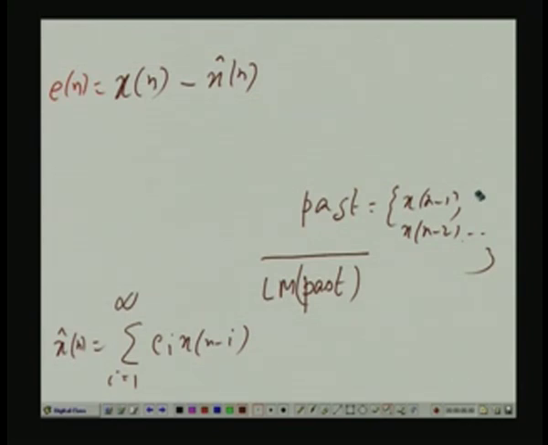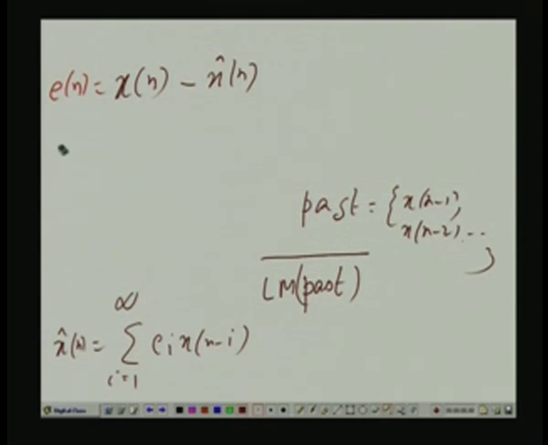This error is E n. Remember, this is orthogonal, that is uncorrelated to, orthogonal to the entire past. So, it is uncorrelated, that is its inner product or dot product with x n minus 1 or x n minus 2 or x n minus 3, all the inner products are 0. So, it is orthogonal. Okay.